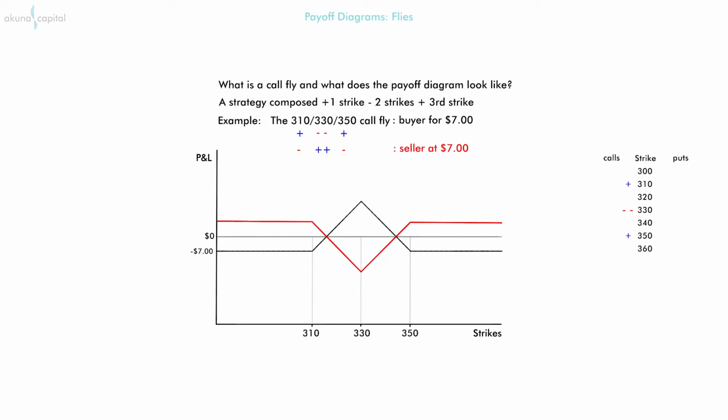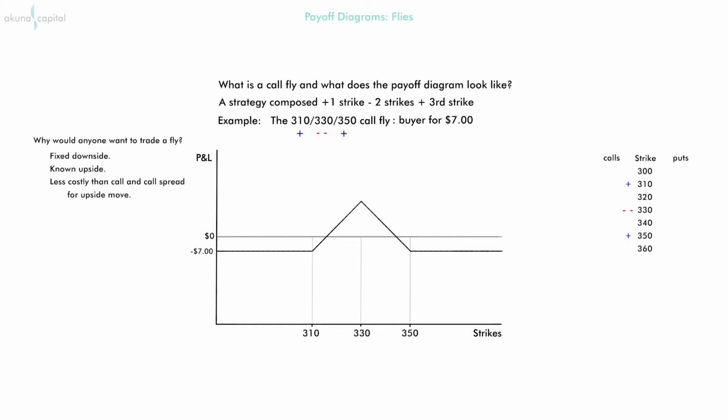Now let's step back and think about a few questions which are commonly asked at this point when learning about payoffs for call flies. The first is usually, why would anyone want to trade this fly? The first reason is that it has a fixed downside and a known upside payoff. This makes it easy to think about in cost-benefit terms compared to some other more complex strategies. It's also less cost than buying the 310-330 call spread, which gives you a similar risk profile if you think about the future finishing in this area.